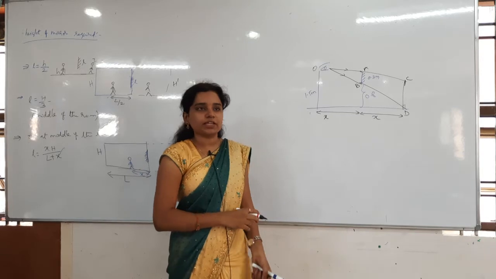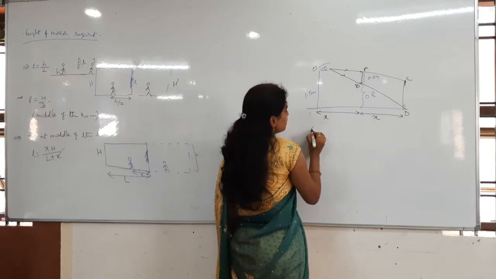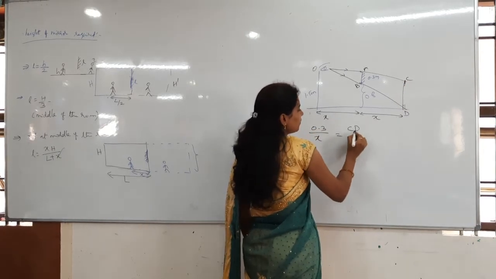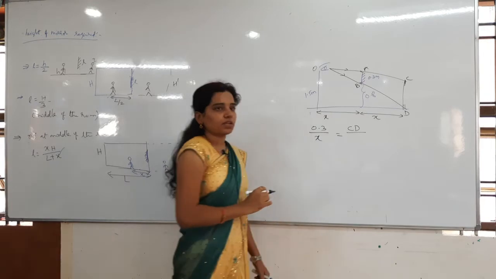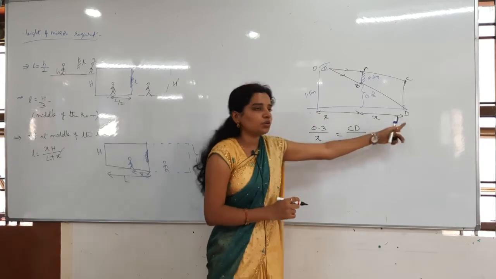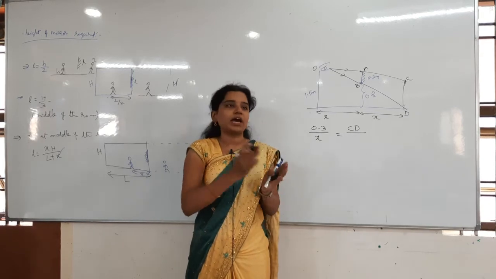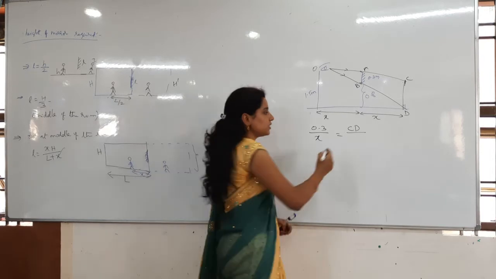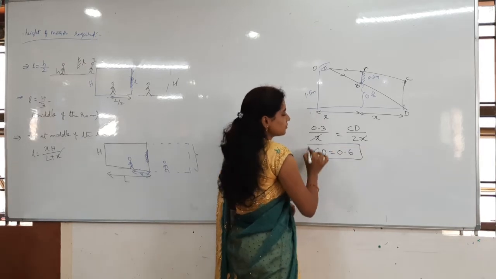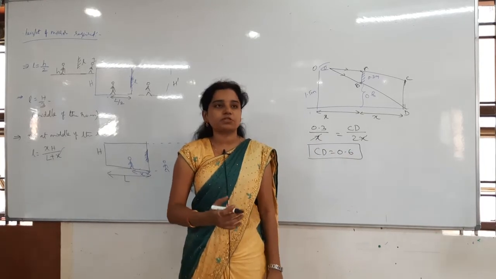Now by the symmetry of the triangles, tan theta will be the same for both. Then height of the mirror is 0.3, divided by the adjacent, which is x, is equal to the height of the image I want to find, that is CD, divided by the adjacent. From the observer you have to take it to the image, so how much is it? 2x. Earlier I said not 20, I have taken 25. Why? Because you have to take from the observer to the image only. So CD by 2x, x gets cancelled, and CD is equal to 0.6. He can see 0.6 meters height of the image.